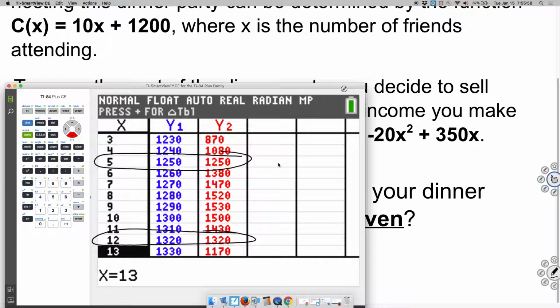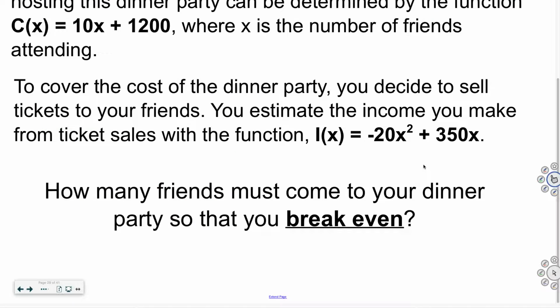So 5 and 12 are going to be the two places where these two functions are the same. Those are the break-even points, 5 and 12, because we have the same cost and the same income. So basically you threw the party for free. You didn't make any money, but you didn't lose any money either. So the answer here is either 5 or 12.